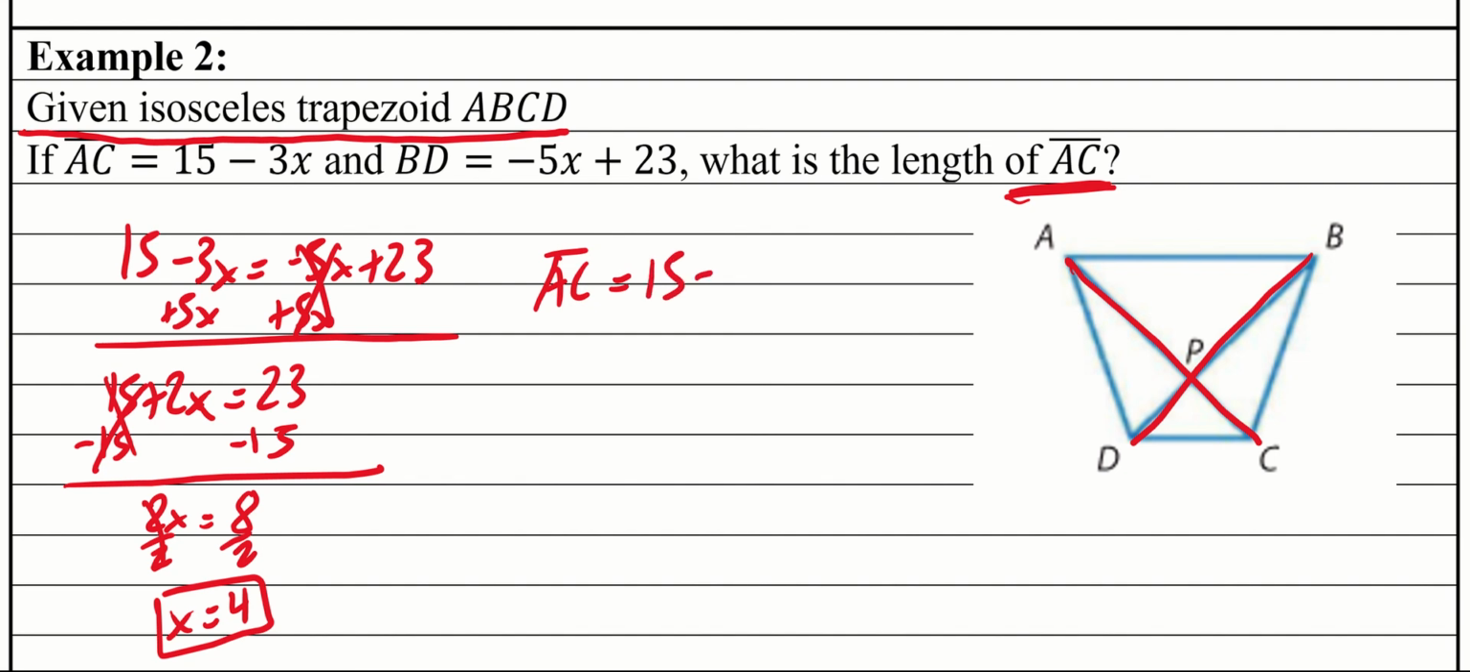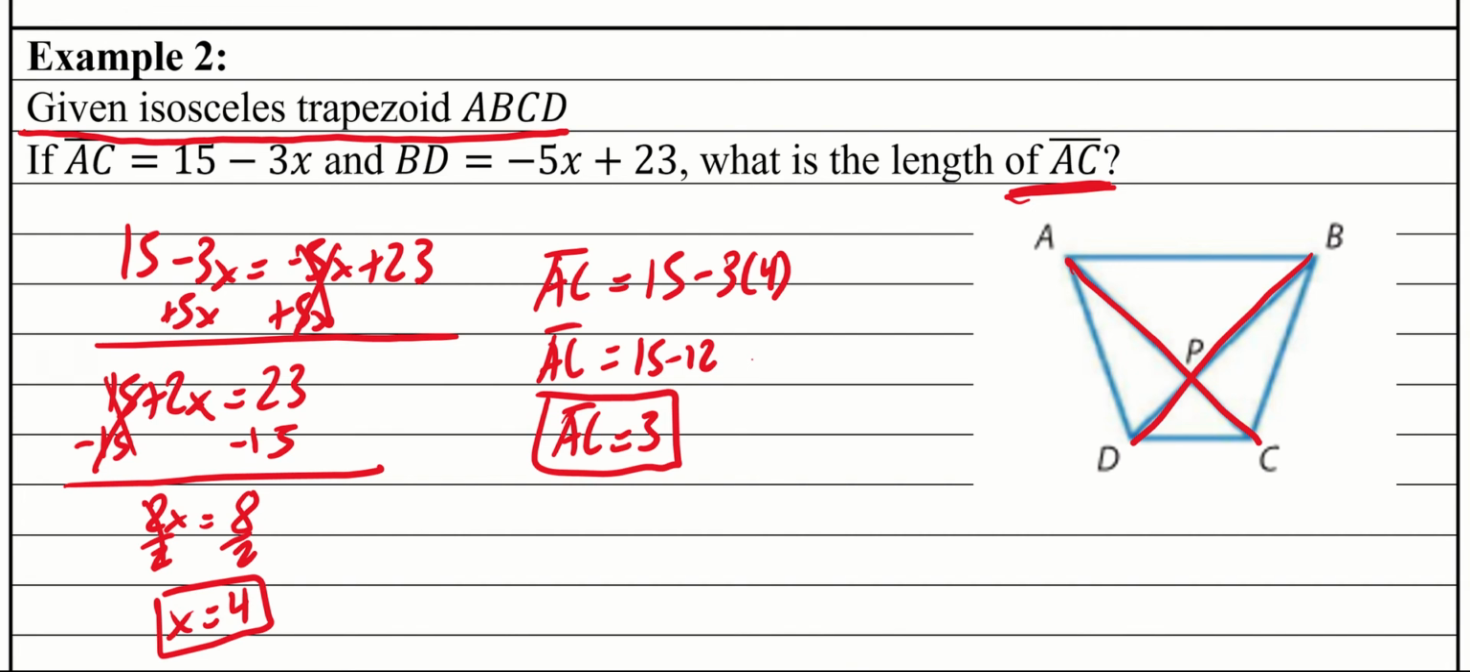So we were told that's 15 minus 3x, or in other words, now that we found x, that's going to be 15 minus 3 times 4. So AC here is going to equal 15 minus 12. And so my final answer is going to be AC equals 3. Okay, so the only thing you need to pay attention to is making sure that you plug your variable back in and find whatever that side length is. Okay, but simple enough. We've done problems like this before. We're just using this in different shapes.